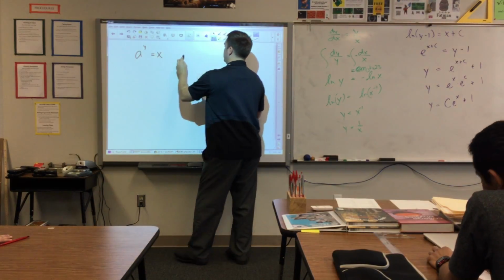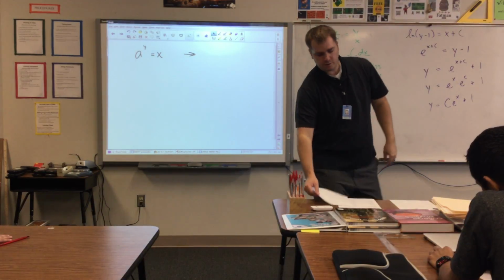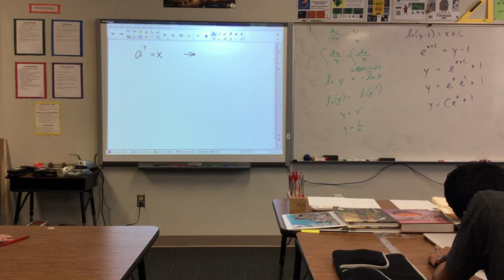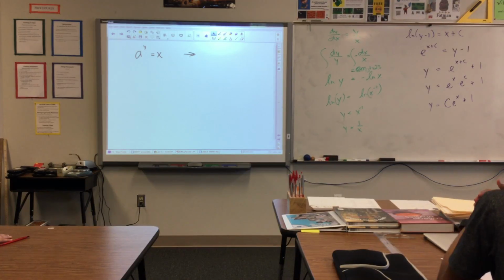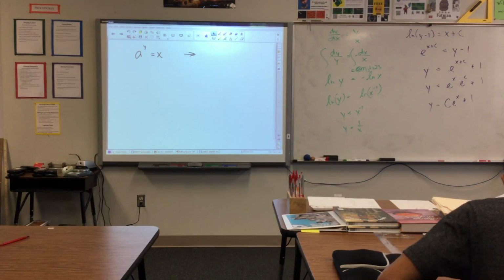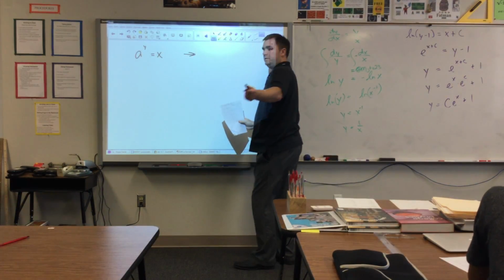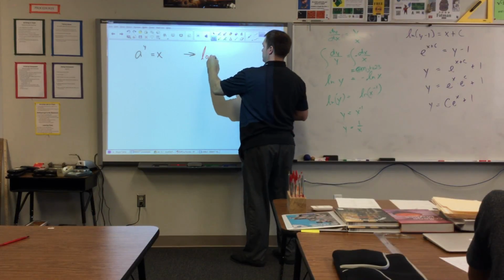A to the y equals x. Go ahead and convert that exponential equation into logarithmic while I take attendance. Alright, just got that as a logarithmic expression here. Anybody? Log base A of x equals y. That is correct.